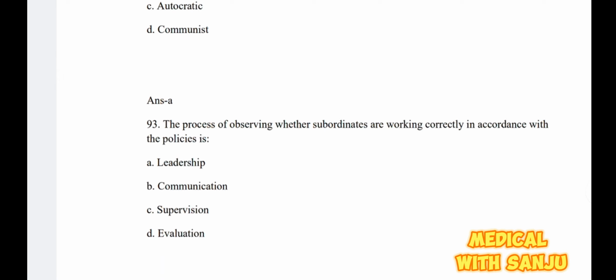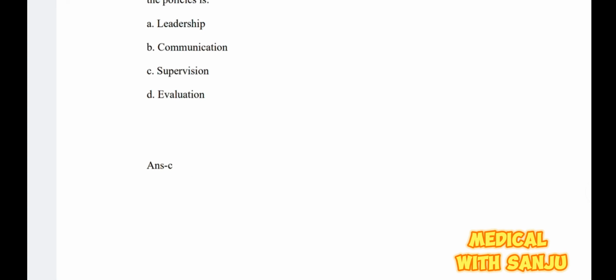Question number 93. The process of observing whether subordinates are working correctly in accordance with the policy is: Option A, leadership. Option B, communication. Option C, supervision. And option D, evaluation. This is supervision. Option C is right answer.